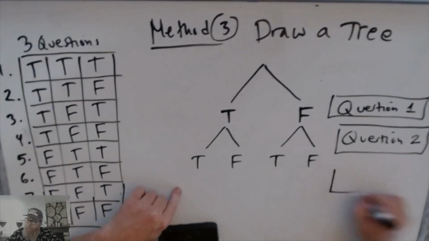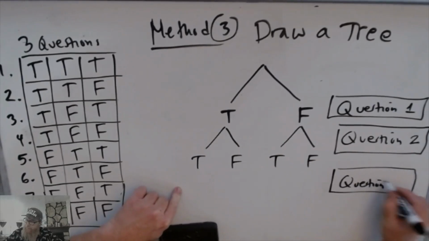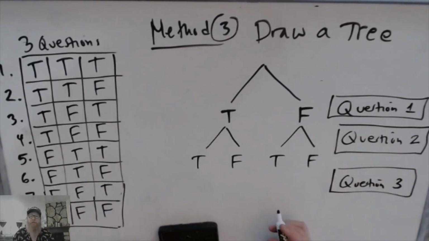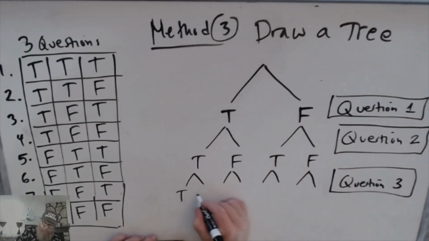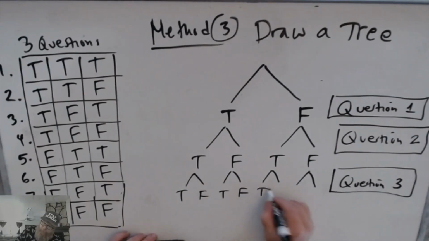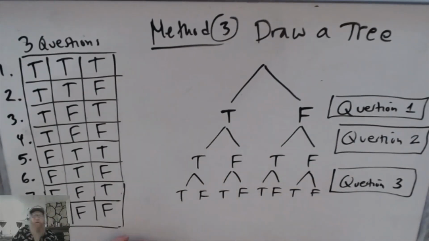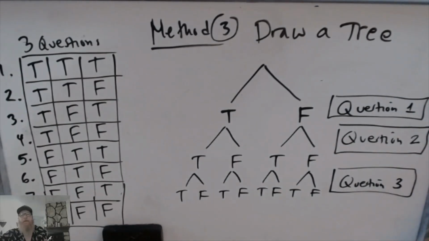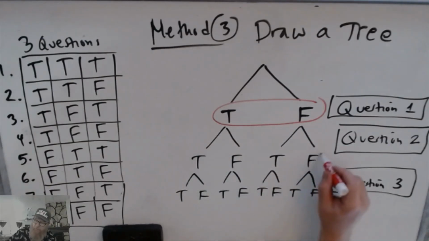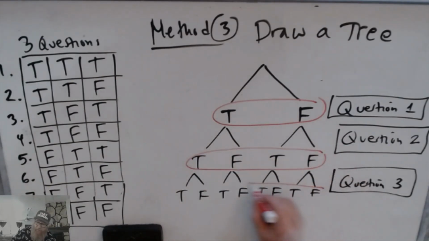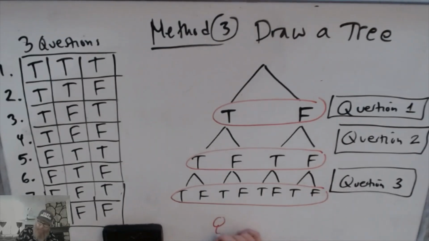And then for question number 3, good thing there's only 3 questions because this tree is going to get pretty big pretty quickly. You have the same true-false possibilities for the third question. So you have 2, 4, 8 possibilities.